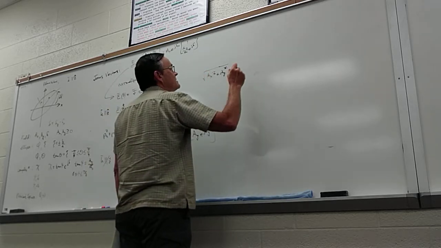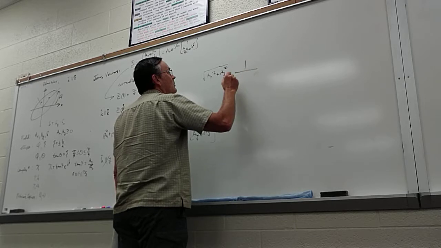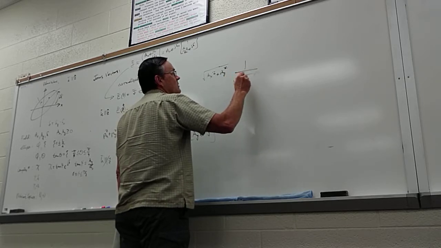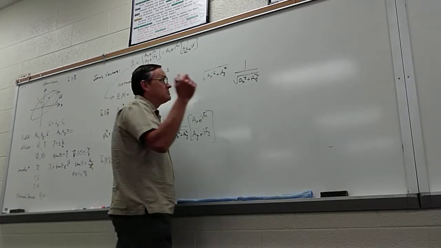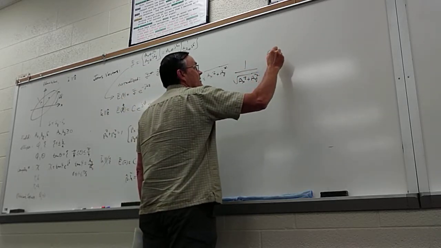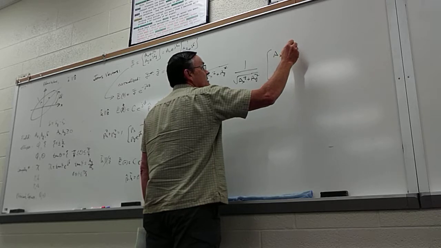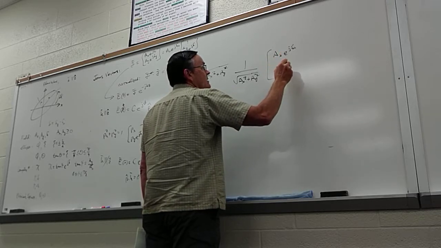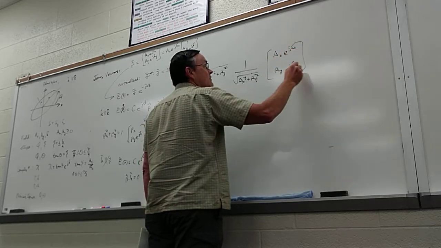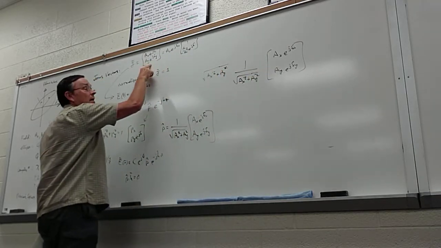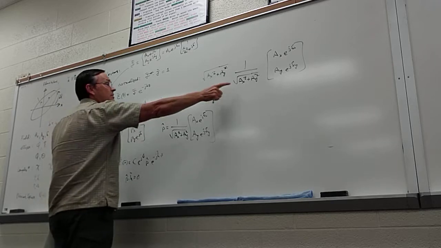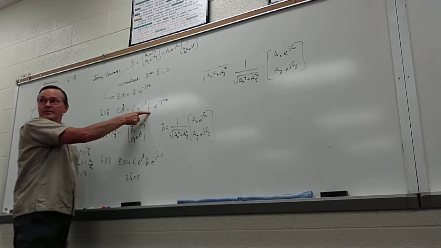And then let's take 1 over the square root of ax squared plus ay squared. The product of that is just 1, so no big deal. And then I have ax e to the j delta x, ay e to the j delta y. Okay, so this is equal to that, and therefore this has all of that information in it.